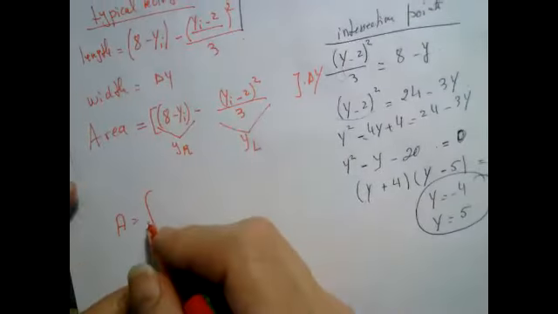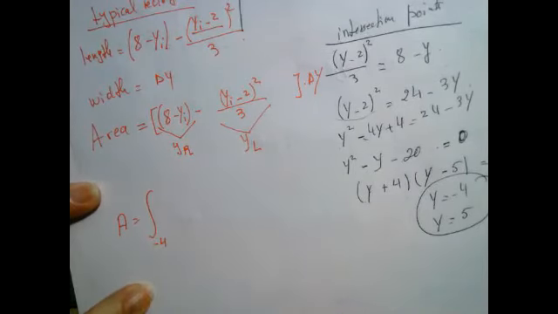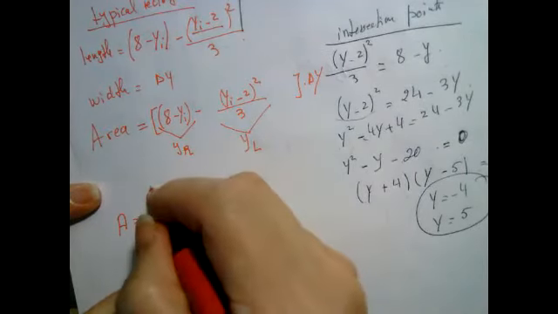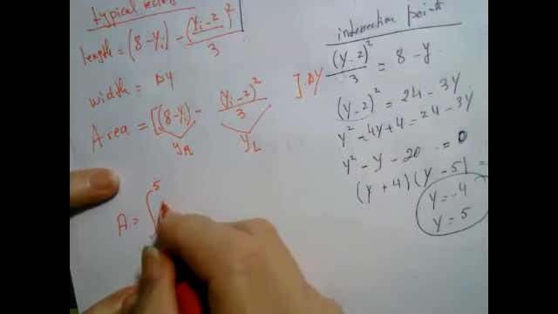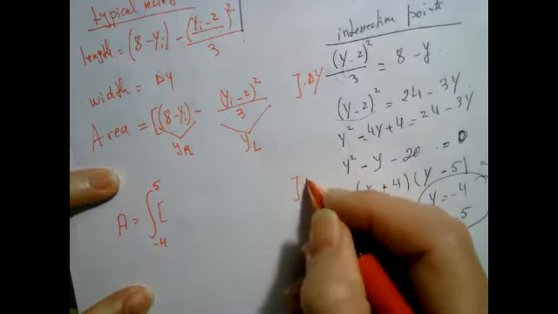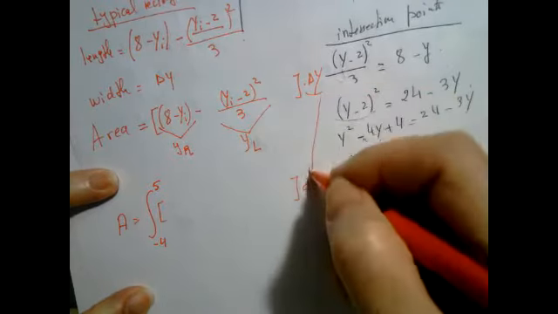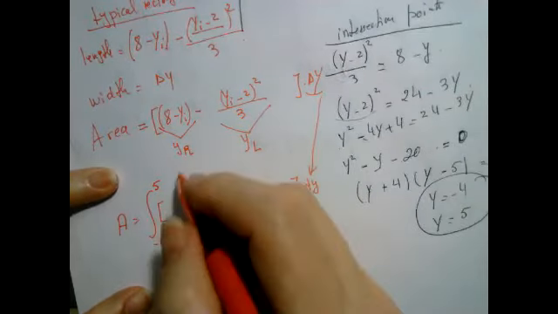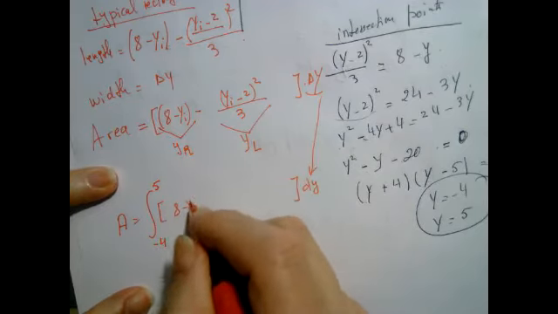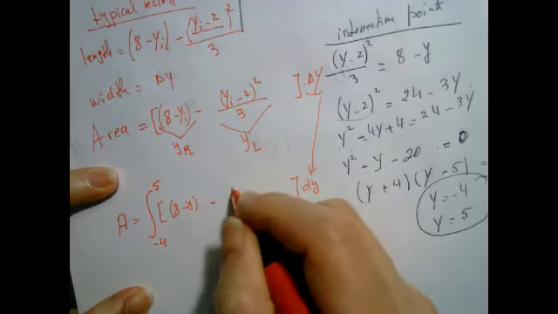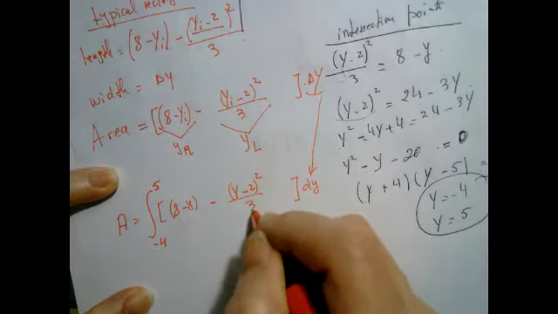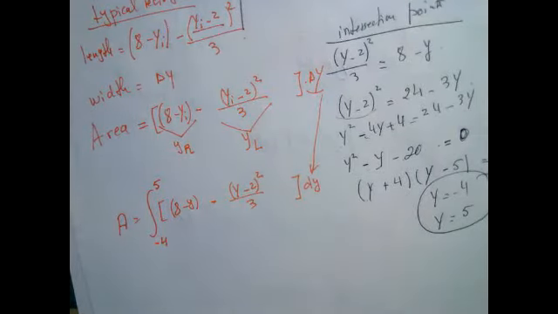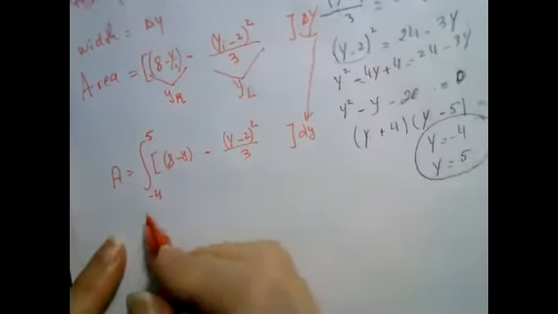So this is going to be the integral from the lower limit, minus 4. These are the limits on the y. I'm totally ignoring x. X is not my variable here. And this is the dy. And then the inside is 8 minus y minus y minus 2 squared over 3 dy. Okay, now how do we integrate this?